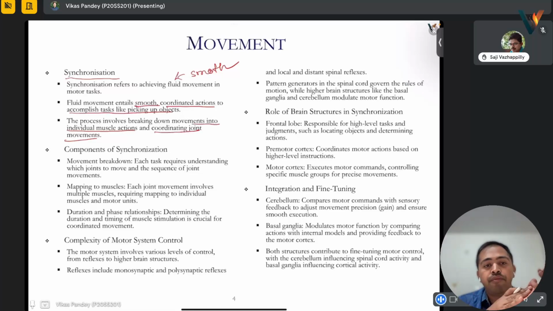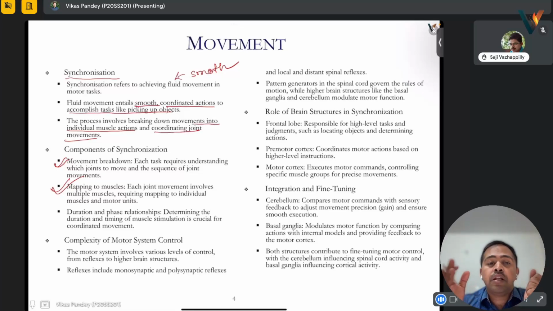So, what are the components of synchronization? The first component is breaking down the movement. Each task requires understanding which joint to move and the sequence of joint movement. Which one first, which one second. But we don't put a lot of thought into it, like, okay, I have to move this finger first, then that finger. It is very smooth. Then the second is the mapping of the muscles. Each joint movement involves multiple muscles. So every individual muscle and the motor unit, like the related neuron, is mapped.